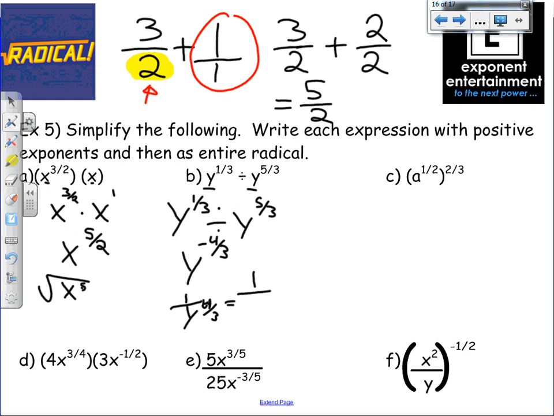Getting the hang of this? This one's different. When we have power to a power, what's the law tell us to do? Multiply. How do we multiply 1/2 by 2/3? So that was addition up top. Works the same for subtraction. You have to have the same bottoms. For multiplication, it's a lot easier.